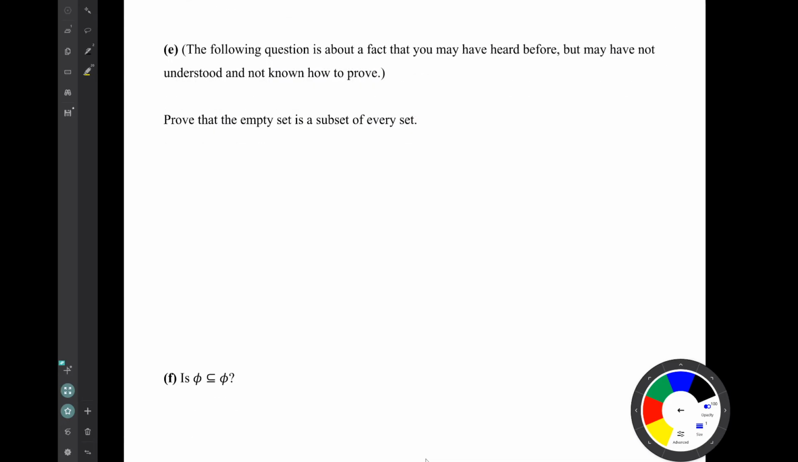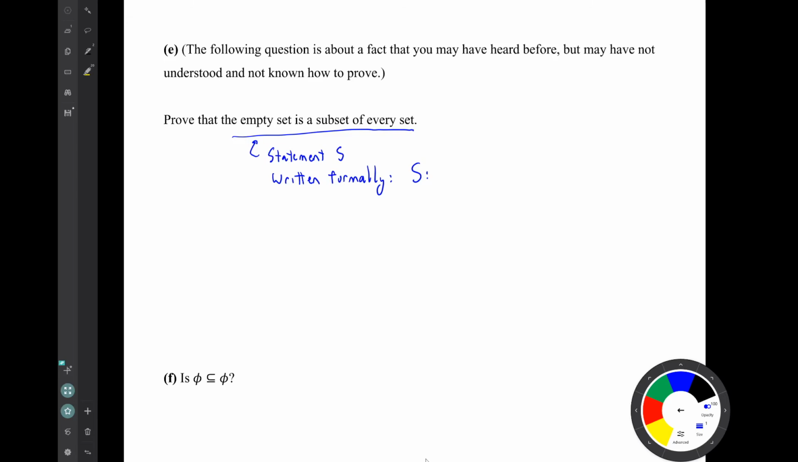Now, this question is about a fact that you may have heard before, but may not have understood or known how to prove. The statement that we have to prove is: the empty set is a subset of every set. Now let's give that statement a name. The empty set is a subset of every set. And let's write it formally. So the empty set is a subset of every set.